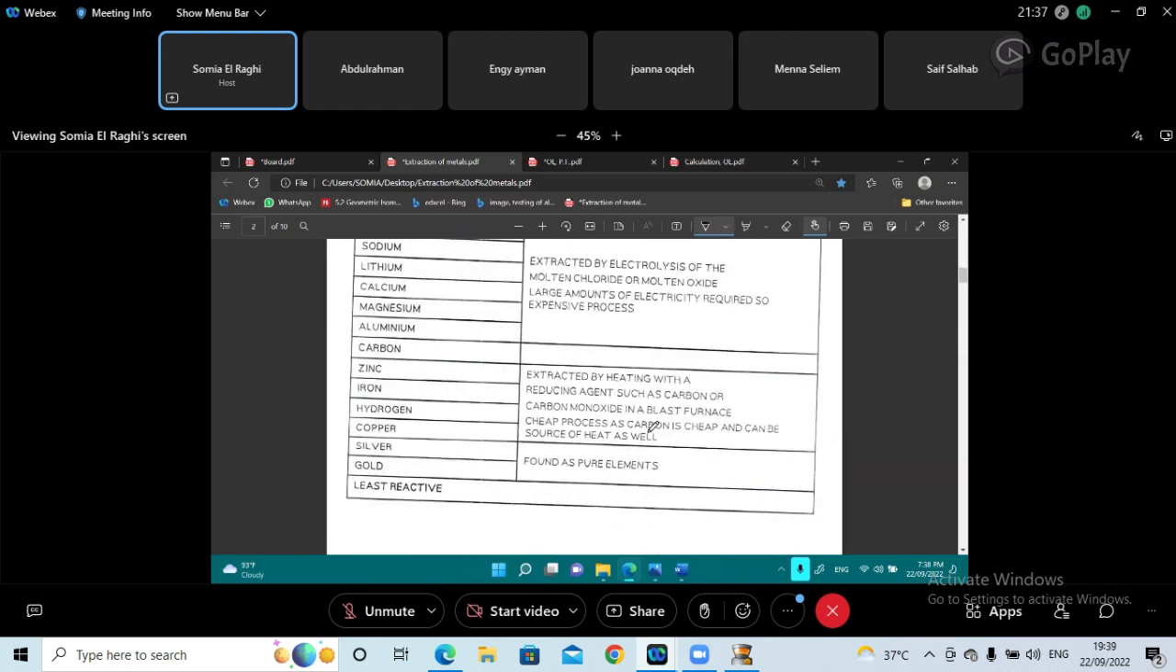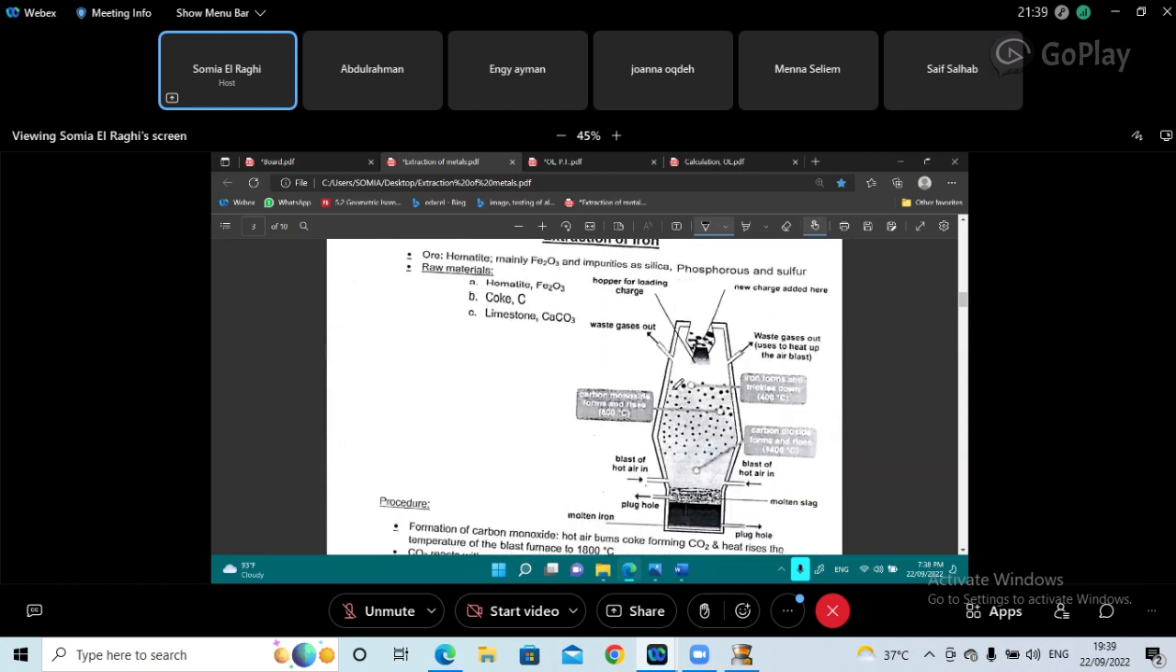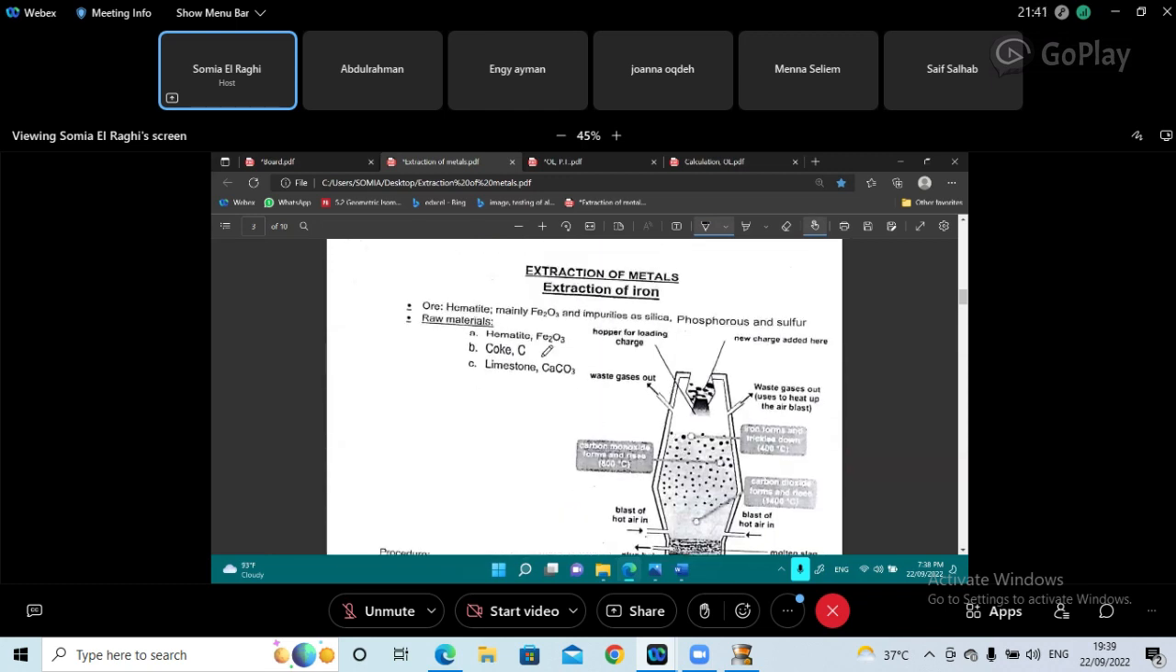I didn't explain this table yet, but we explained the extraction of iron. You get a lot of questions about that. Inshallah, we'll start to solve. I think the homework is not about extraction of metals. It will be about atomic structure, bonding, and rate and energetics. These four chapters are very important, easy. You can get full marks on them.